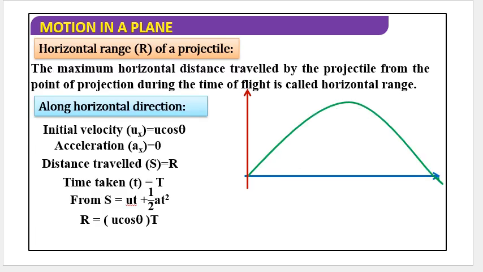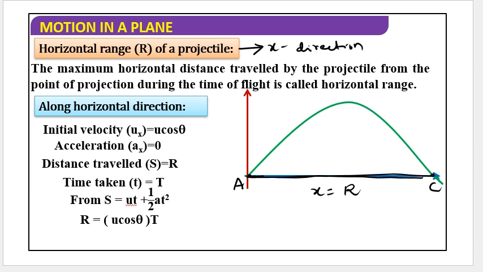Next, horizontal range of a projectile. So what is meant by horizontal range of a projectile? This time motion is considered in the x direction. This point is the point of projection A and here C. So this is the maximum horizontal distance traveled by the projectile from the point of projection. This maximum horizontal distance is called range.